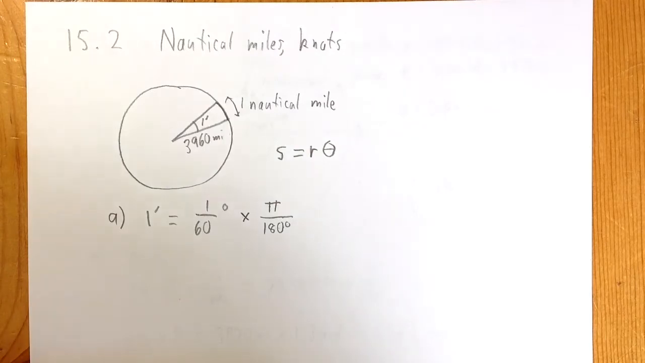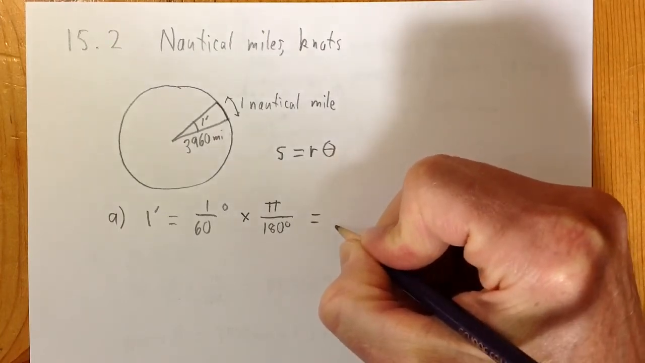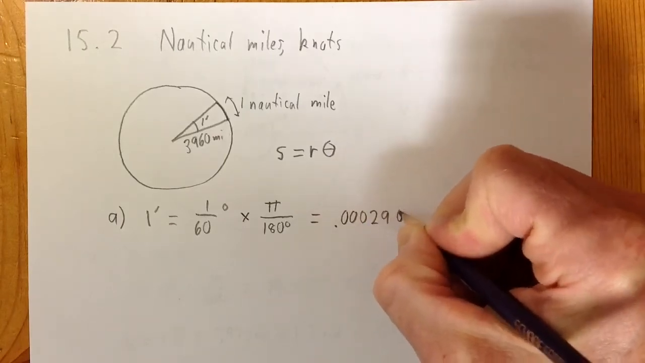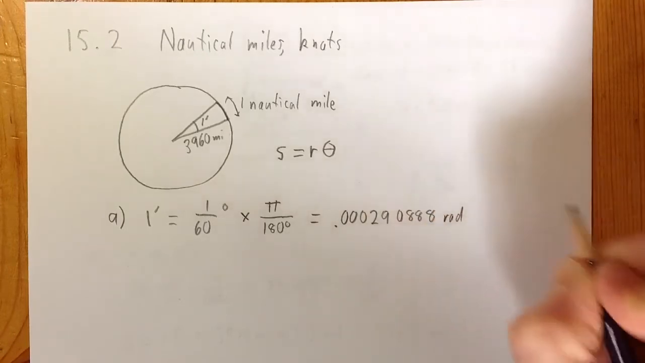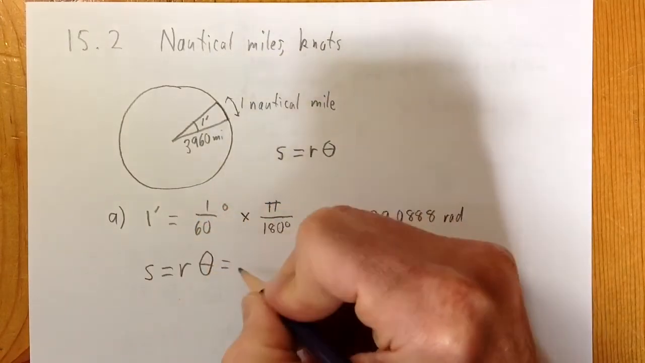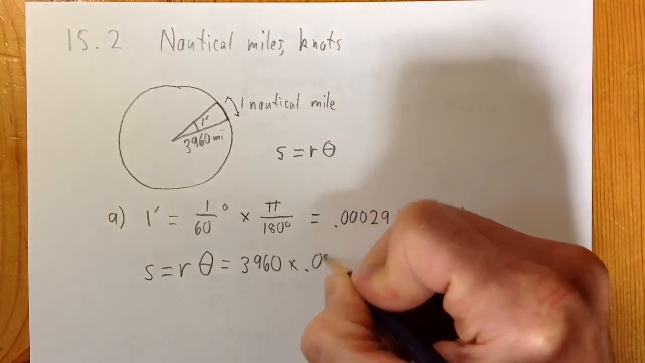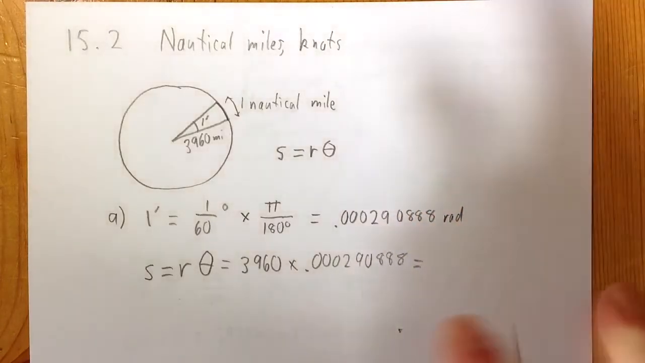So that's pi divided by 180 divided by 60. It's going to be a very small number. I'm going to keep lots of decimal places because they want a really accurate number. So I get 0.000290888 radians. That's how many radians it is. Now we can figure out the arc length. That's just R times that angle. The radius is 3,960 times that horrible number, 0.000290888, which I just kept on my calculator.